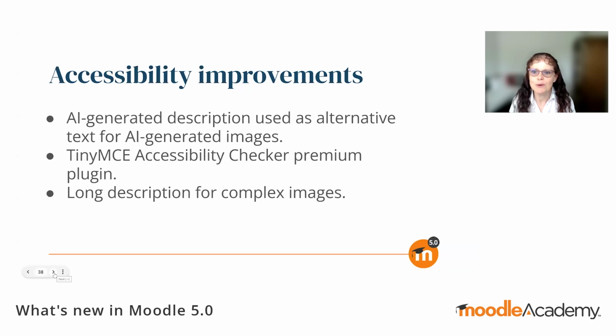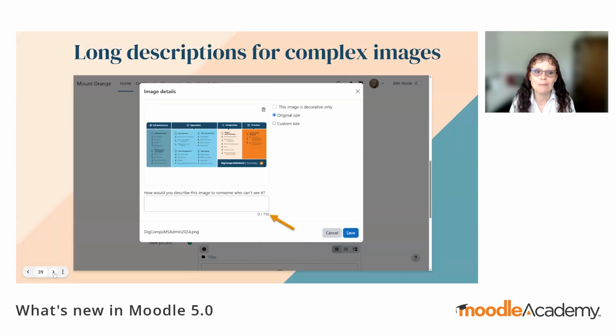Lastly, in 5.0, the image alt text character limit is increased from 125 to 750 characters. This enables you to provide a more meaningful alt text for complex images.